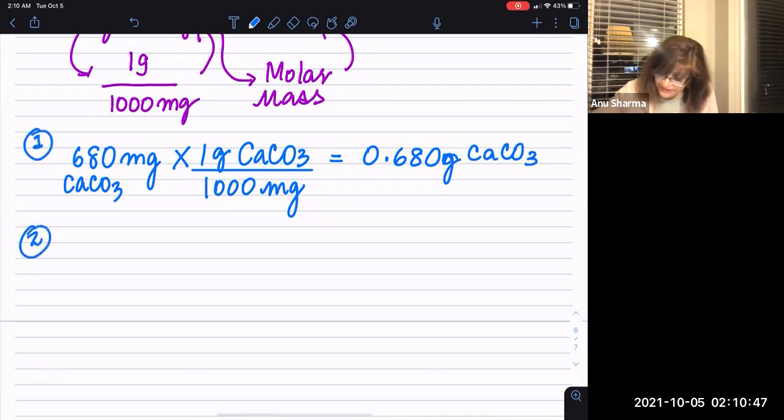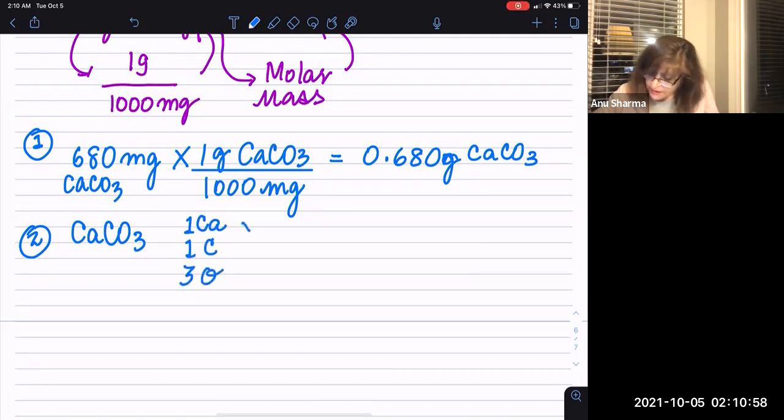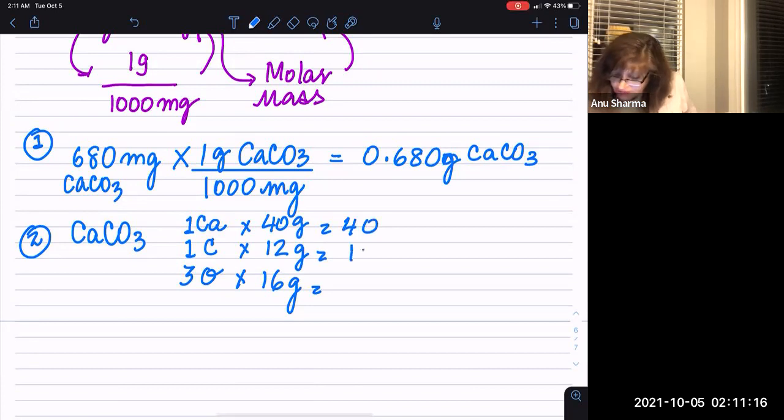Second, let's look at this calcium carbonate. You have 1 calcium, 1 carbon, and 3 oxygens. The weight of calcium is 40 grams, carbon is 12 grams, and oxygen is 16 grams. So we have 40 plus 12 plus 16 times 3, which is 48. This comes out to 100 grams per mole.